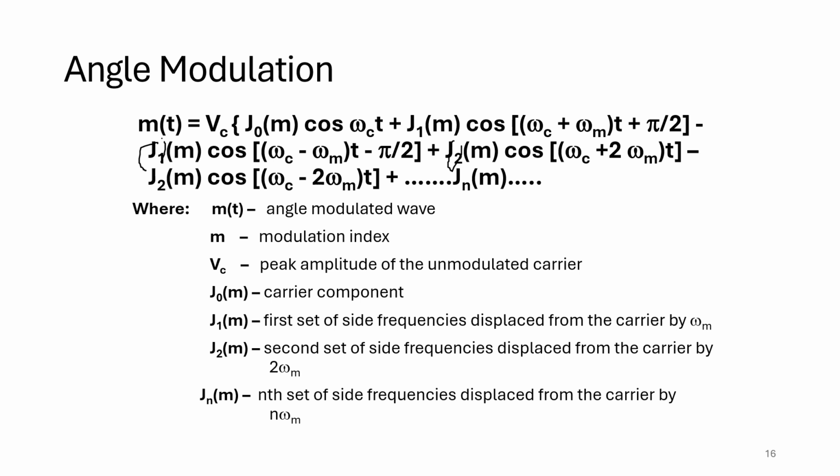So this equation shows that a single frequency modulating signal can produce an infinite number of sets of side frequencies, each displaced from the carrier by integral multiples of the modulating signal. A sideband set includes an upper and lower frequency. The successive sets of sidebands are called first order sidebands, second order sidebands, and so on, and their magnitudes are determined by the coefficients J1, J2, and so on.